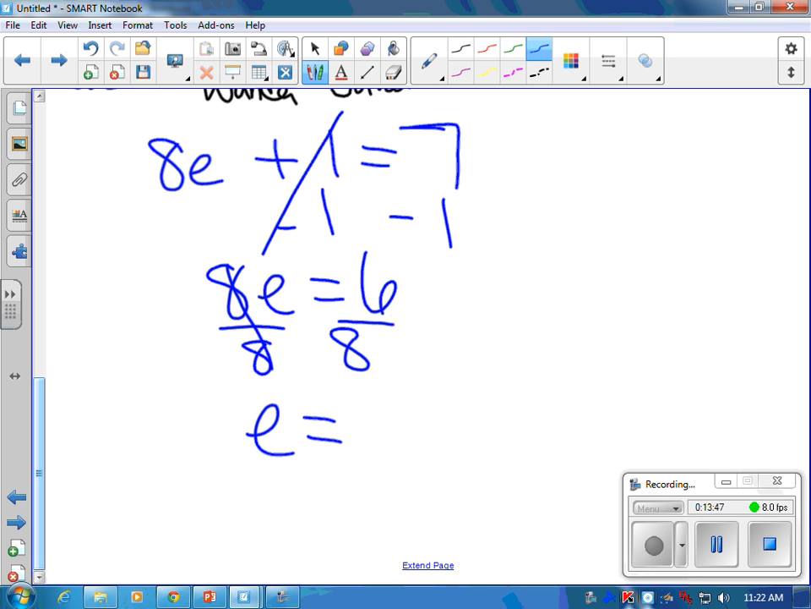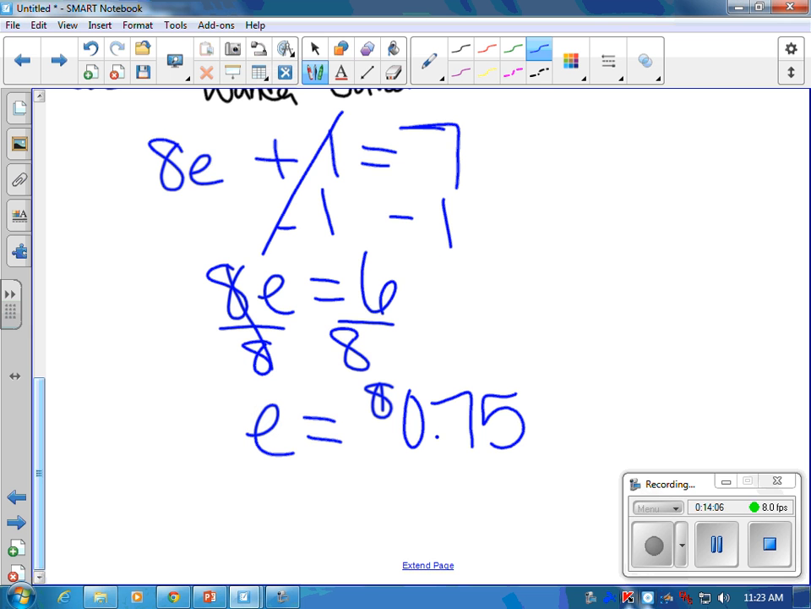Now let's think about what e represents. How do I want to see your answer? Zach? So in decimal form. I don't really want your answer in fraction form for this problem because we're talking about money. So what is the price of 1 egg roll? Alex?